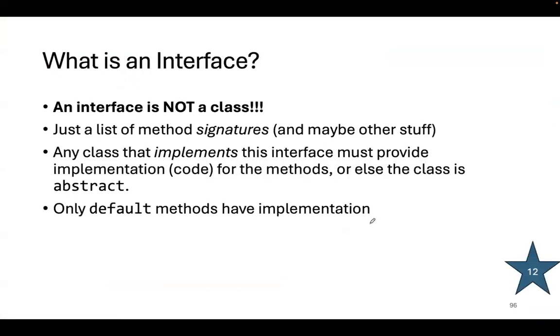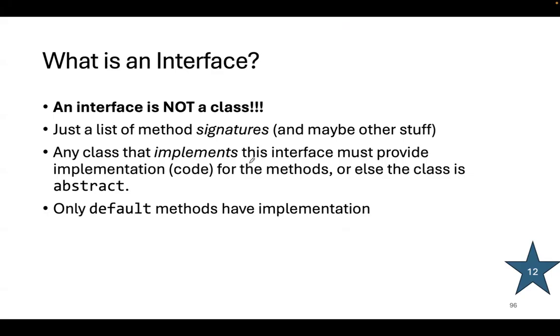Okay. Is an interface a class? Are you sure? Really, really 100%? Maybe not that extreme. So an interface is just a list of method signatures. An interface is a method contract. Any class that implements this interface must provide the code, so curly brackets, and here's what happened, or else the class is abstract.